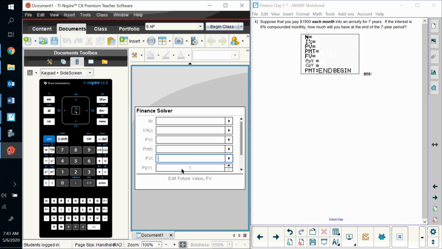Okay, so we're doing each month. The interest is compounded monthly, so let's start with the PPY. We would want that to be 12. We're doing 7 years, and it's compounded monthly, so we would want to do 7 times 12 here, and that would give us our number of compounds. The interest rate is 6%.